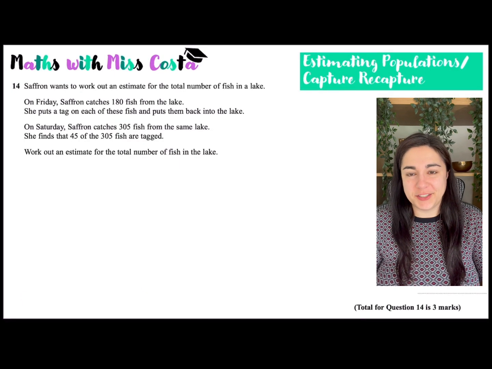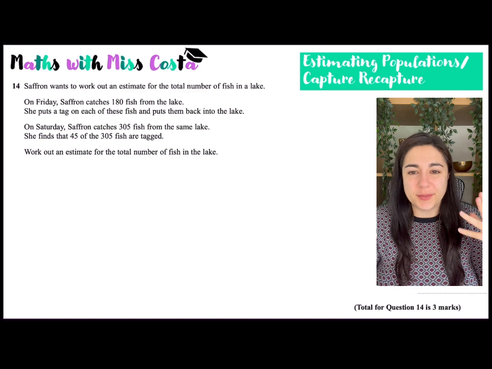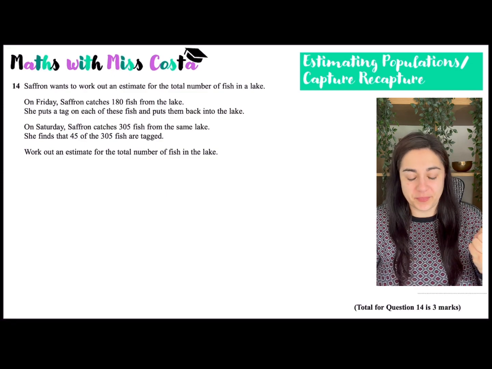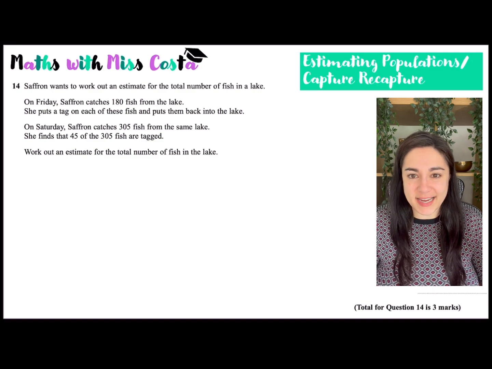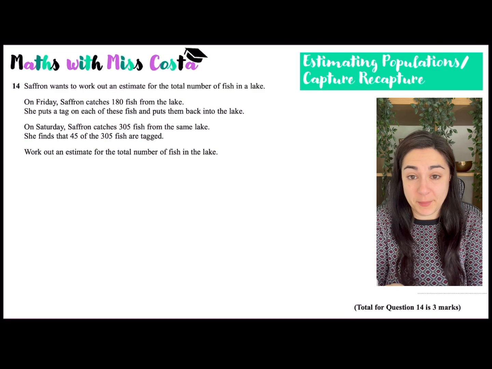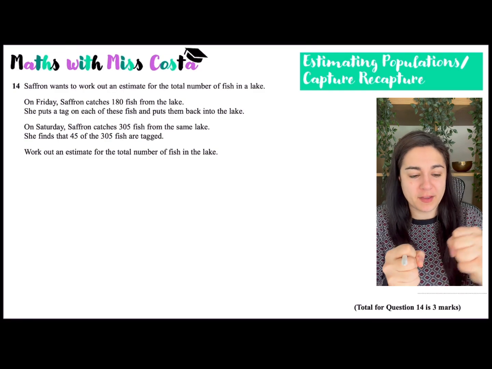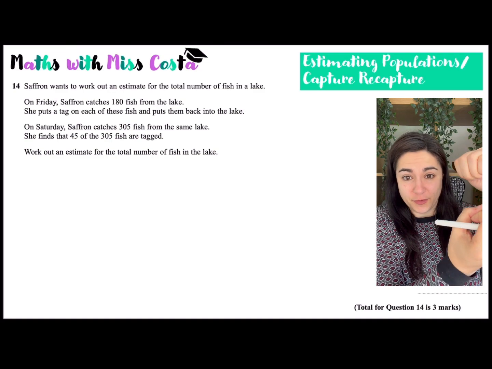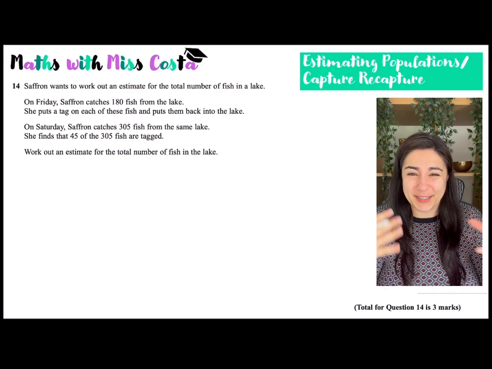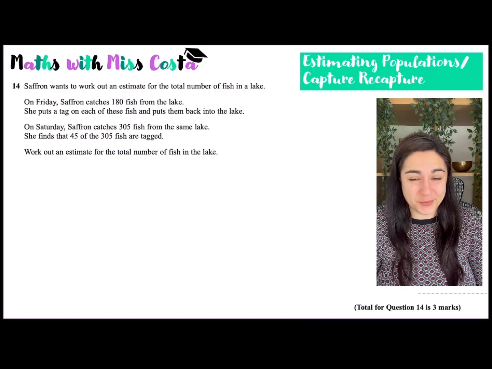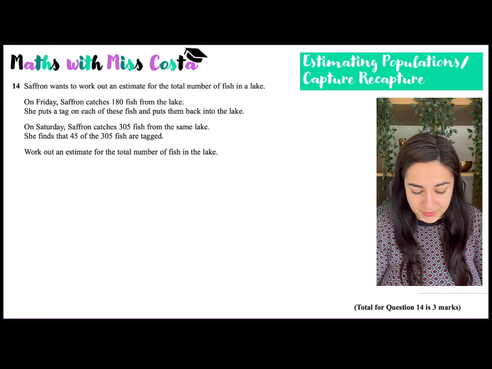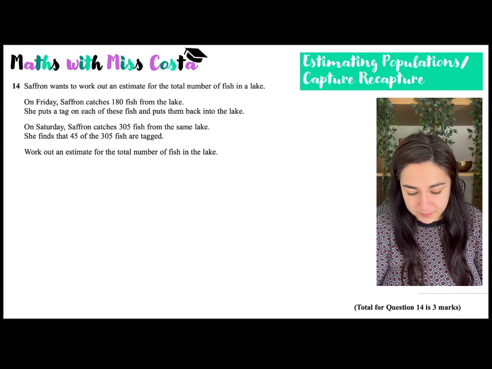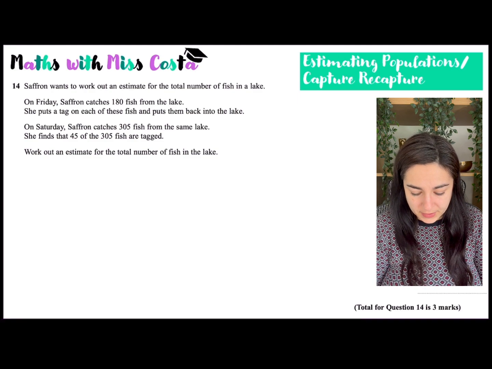Okay, so this kind of question is a capture-recapture question, where we're trying to work out the estimate of a population based on capturing some, in this case, fish, tagging them, releasing them, and then on another day capturing an amount, and the proportion of the amount that have been tagged versus the proportion that have been caught gives us a rough estimate of what the population must be if we compare it to how many fish we caught on the first day.